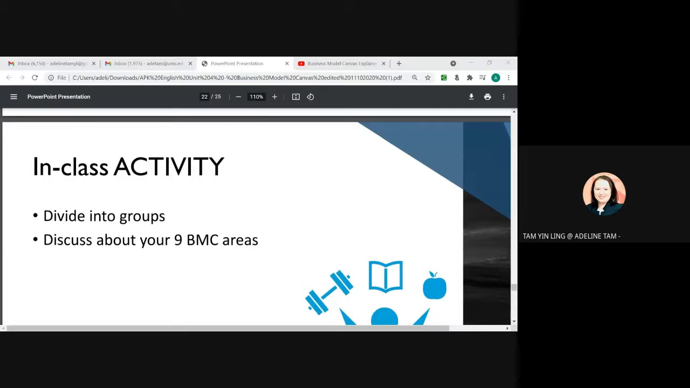Just a few minutes to introduce yourself, talk about your talents, and if you have some ideas, then you start to discuss what are the ideas you have, or your thinking. What do you think you can do in the group? And after that, only you start to come up with the BMC, you suggest in the BMC report.